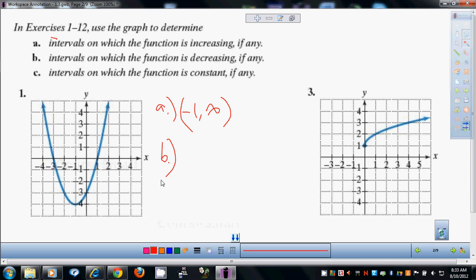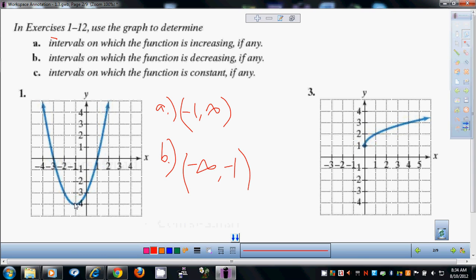What about decreasing? Where do you think it's going downhill? Feel free to volunteer so I don't have to call on somebody. Joey. -infinity to -1. Very good. In case you're wondering, at -1, like instantaneously, it's not decreasing or increasing, and at that exact moment, it's neither. That's why they don't have a bracket on them, because it's not increasing or decreasing.